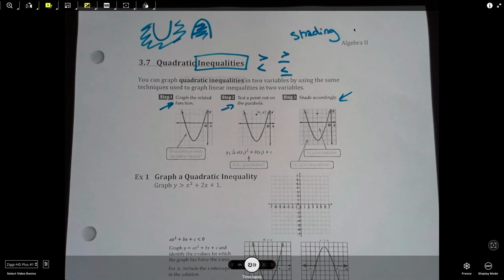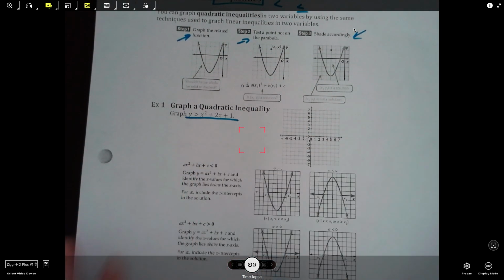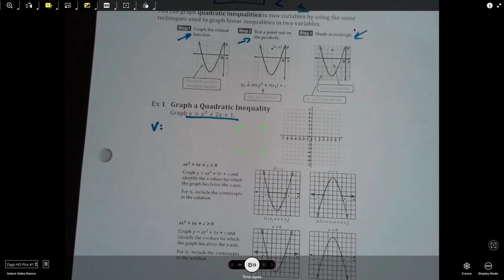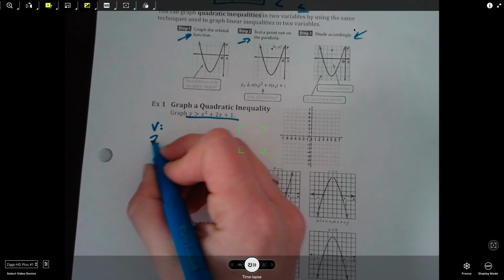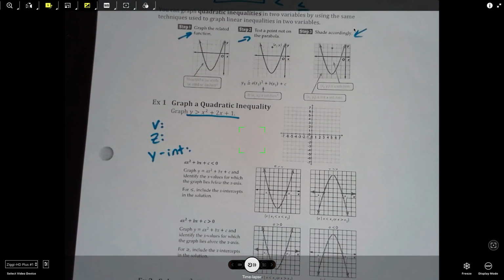We're going to graph these just the same as we've always done, all right? So in example 1, we want to graph this function. Just treat it like it's an equal sign, and we want to do the vertex first, okay? It's been a while since we've done vertex. We're going to do the vertex, the zeros, and then the y-intercept also. Those are the 3 easiest things to look at. Then we should be able to come up with a graph of what this thing looks like.